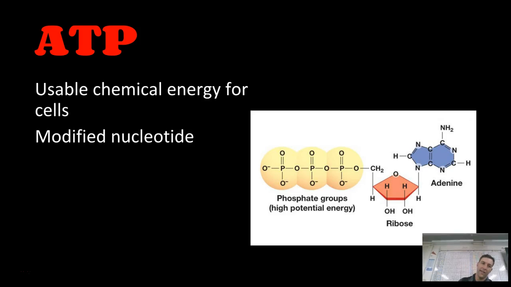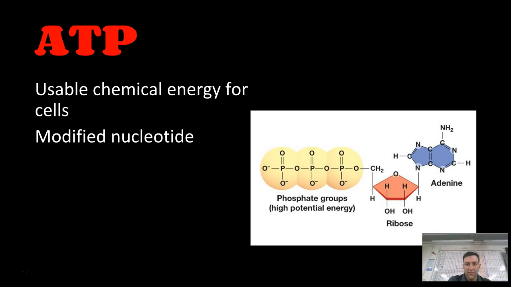ATP, so the third nucleic acid, ATP, so adenosine triphosphate. Again, we know that the function of ATP is that usable chemical energy. Okay, that energy is held in the bonds of the phosphate groups. If we look at this nucleotide, it's also going to be quite a bit different than DNA and RNA. Obviously, the sugar is the same as RNA, so the sugar is ribose. It's only going to have one possible nitrogenous base, and that's going to be adenine.